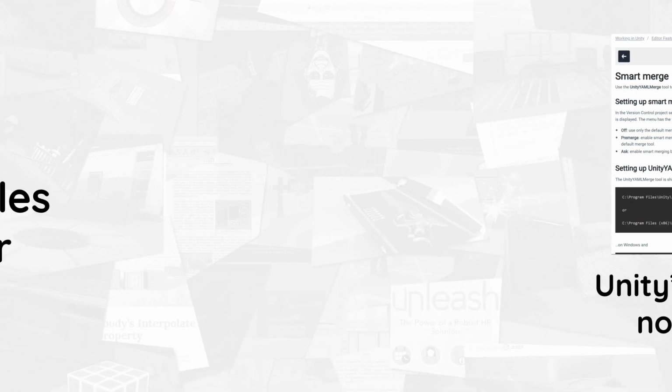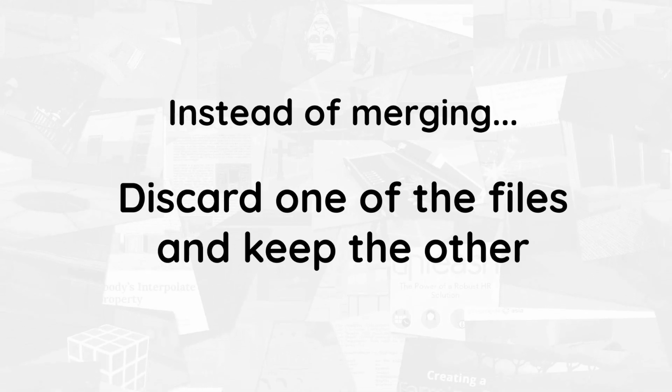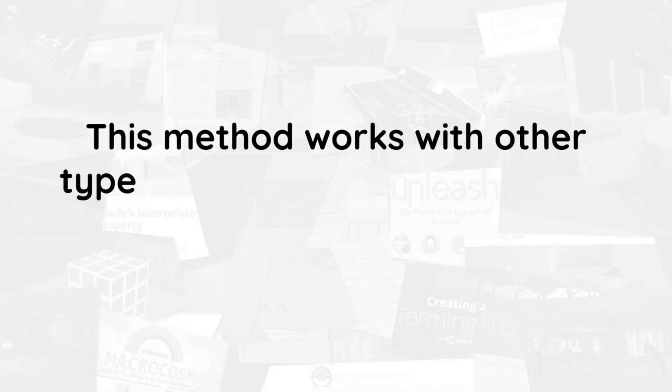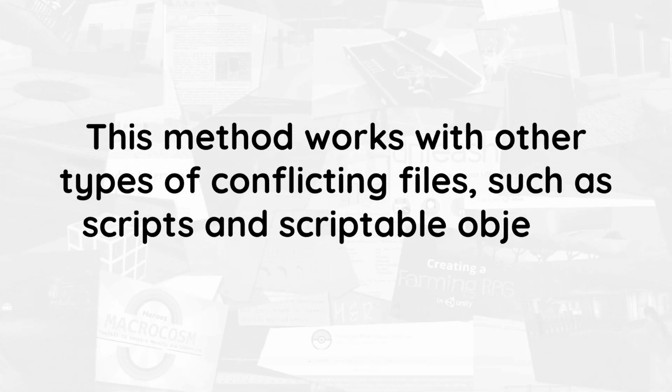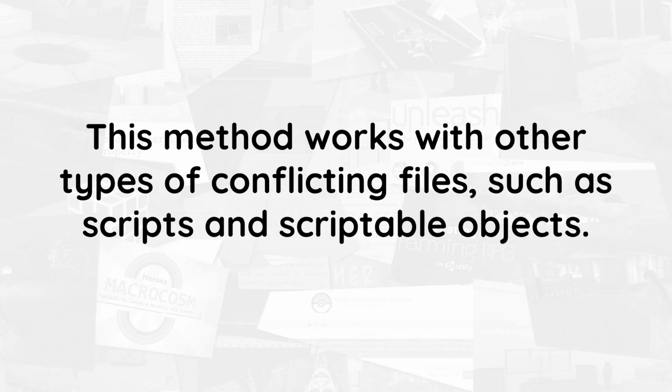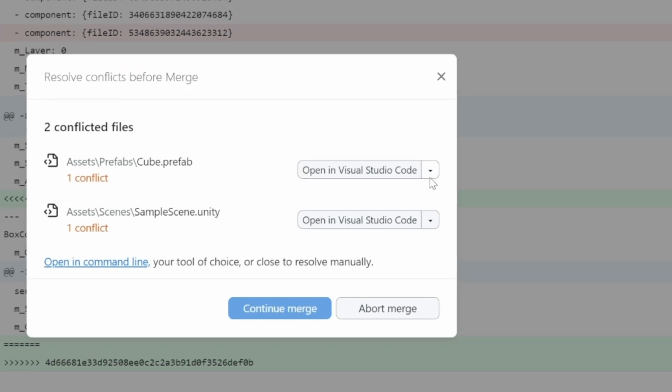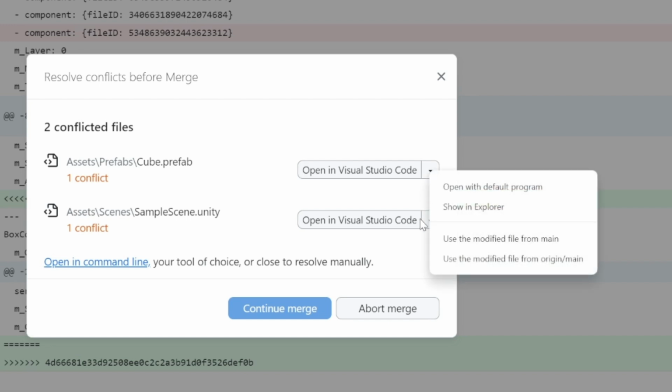The other option would be, instead of merging, to just discard one of the files and keep the other. This method of choosing one file to keep and one file to discard also works with scripts and other conflicting files such as scriptable objects. To do this, you'll need to go back onto the merge conflict pop-up and expand the drop-down next to the conflicting file. At the bottom of the drop-down, you'll be presented with two options: use the modified file from main, or use the modified file from origin/main.